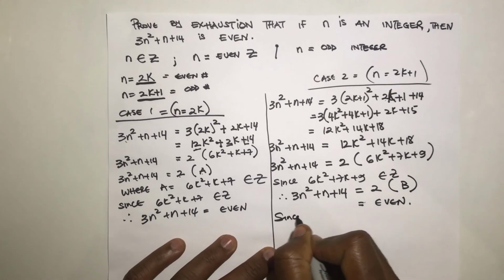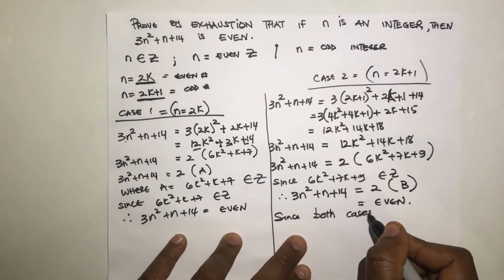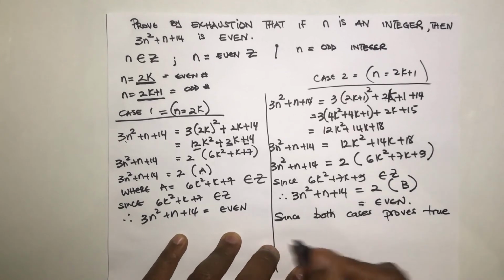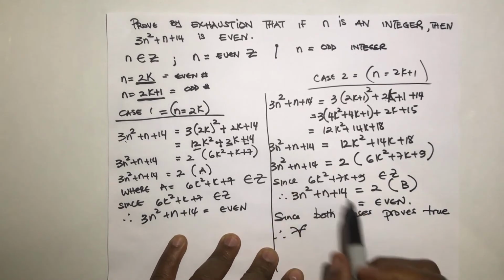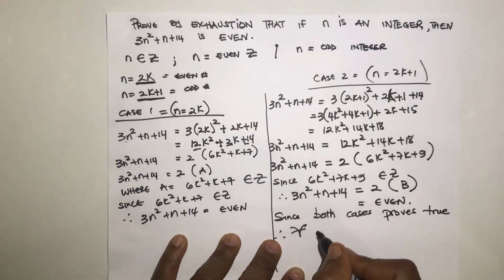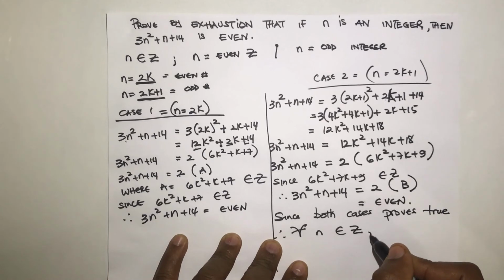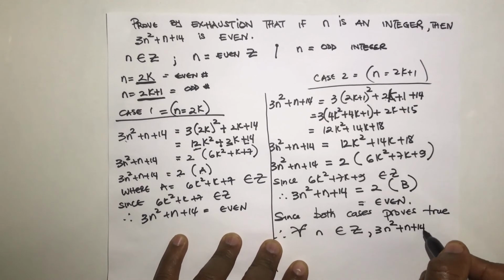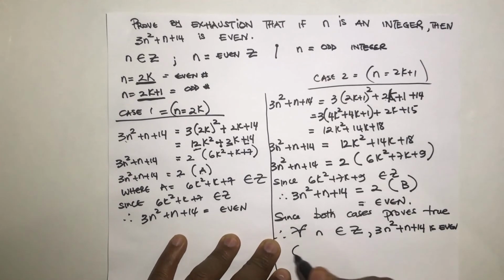So since both cases prove true, therefore for all n, which is an element of the integers, 3n squared plus n plus 14 is even. Question excellently done.